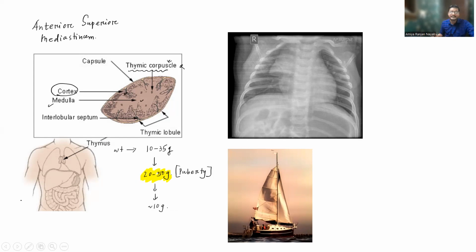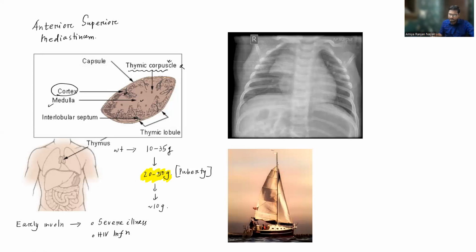Sometimes the thymus can involute early in development. So early involution of the thymus can be seen in some cases like any severe illness or HIV infection. These are some of the conditions which can cause early involution of the thymus in childhood itself.